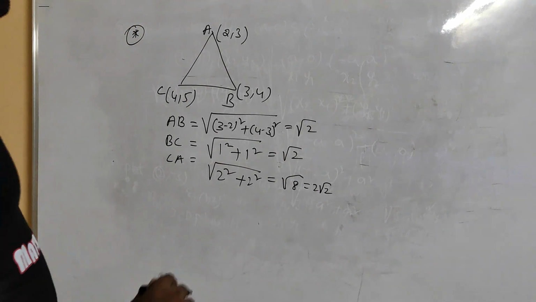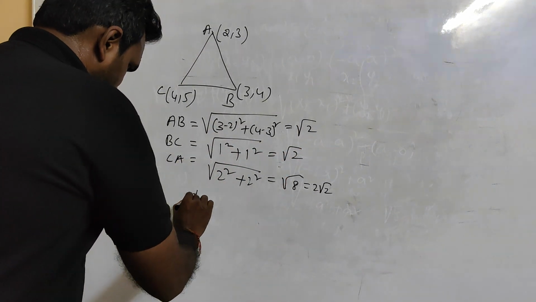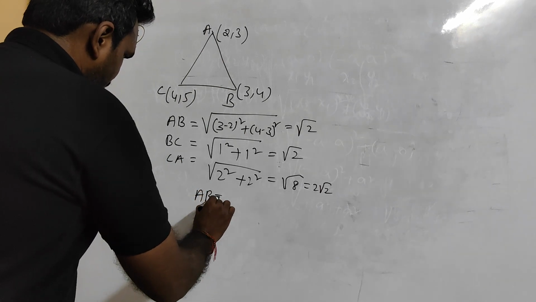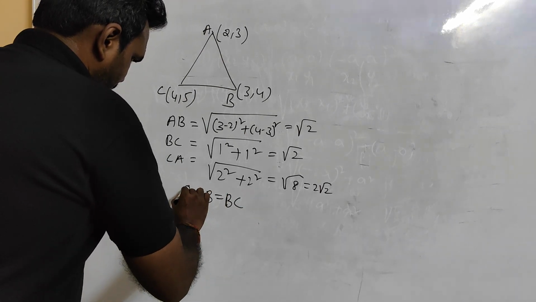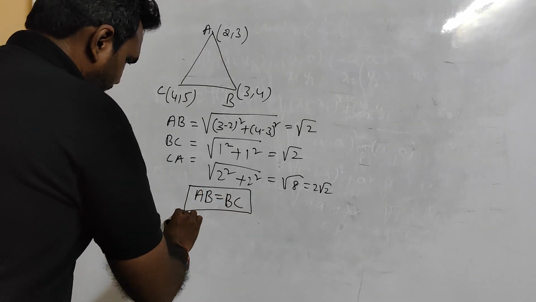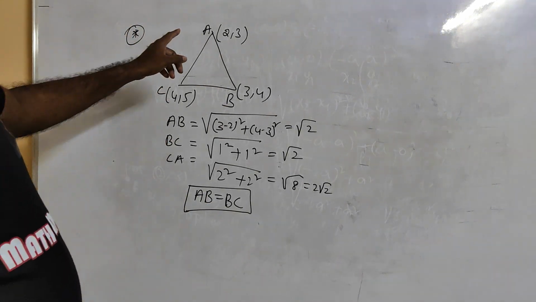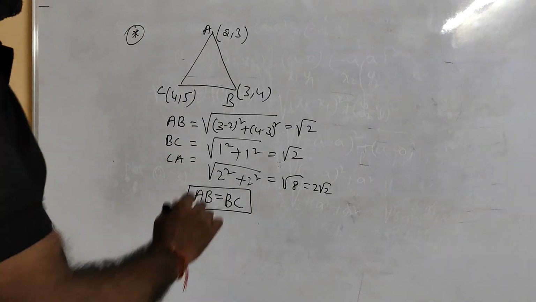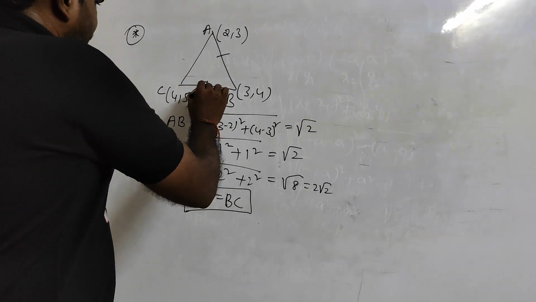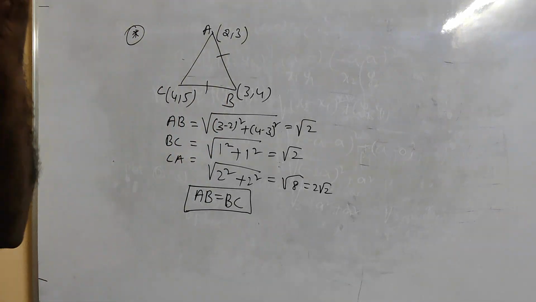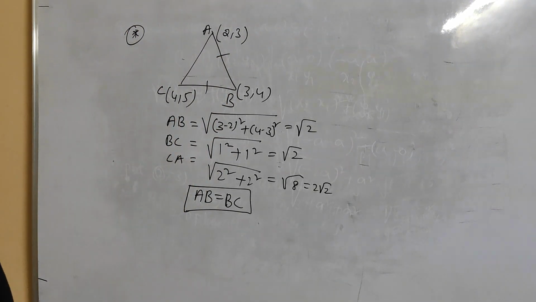Here if you observe carefully, AB is equal to BC. This tells you that two sides, AB and BC, are having equal length.